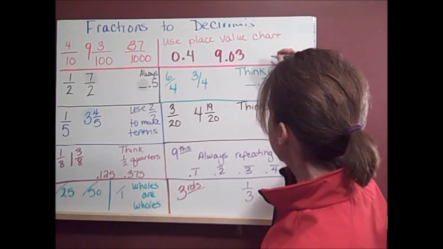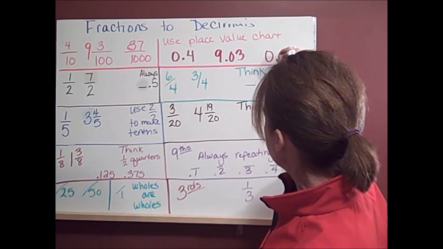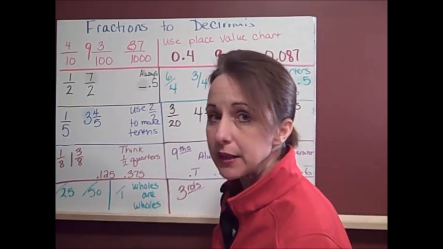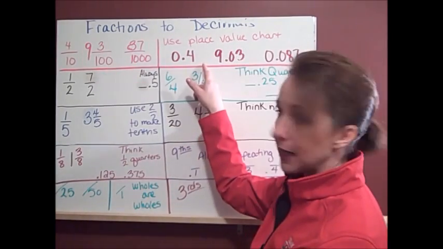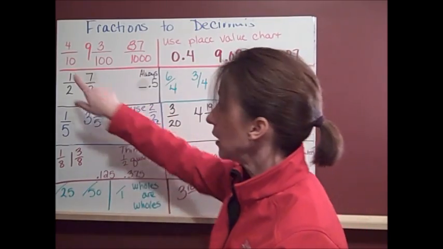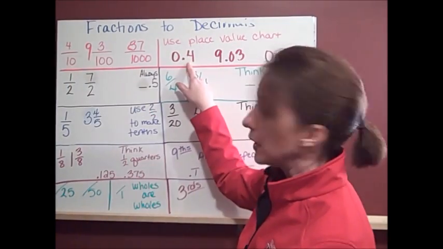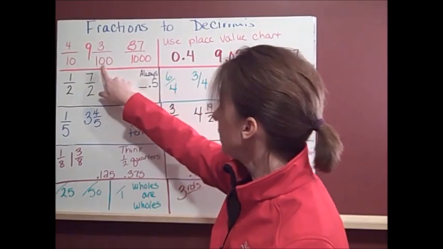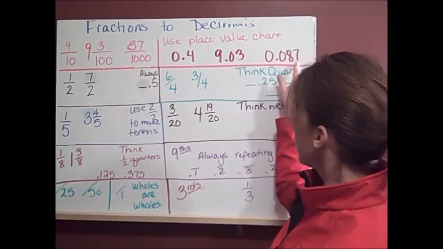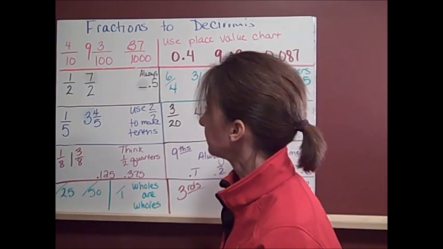87 thousandths means that the last digit I should write should be in the thousandths place. The relationship between denominators and decimals is that the zeros match the digits. 10 means 1 digit behind the decimal. 2 zeros, 2 digits behind the decimal. And 3 zeros, 3 digits behind the decimal.